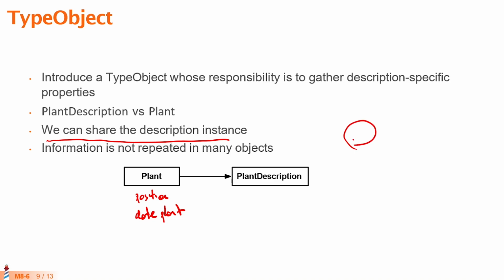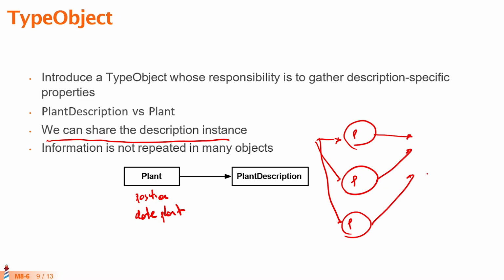We are going to have different plant objects that represent different cactus in our collection. And all of them will share the same description representing the species of our plants. We are going to gather all the description-specific properties in a single object. That is the objective of the type object, having an object that describes the common information of many of them. That in this way, we don't have repeated information.